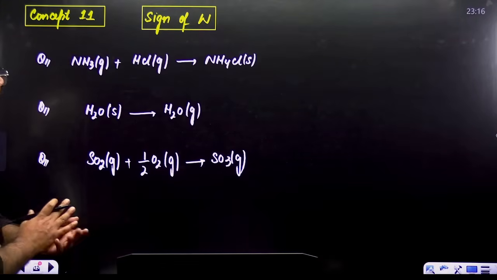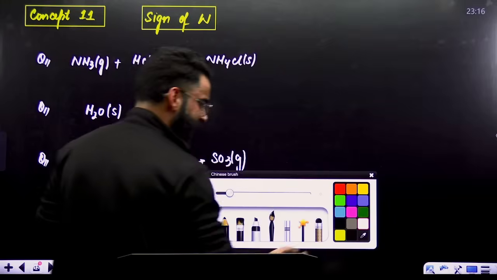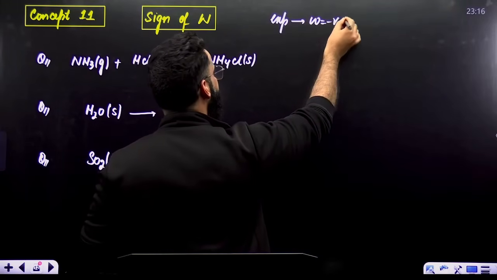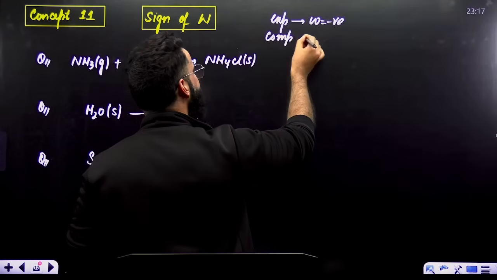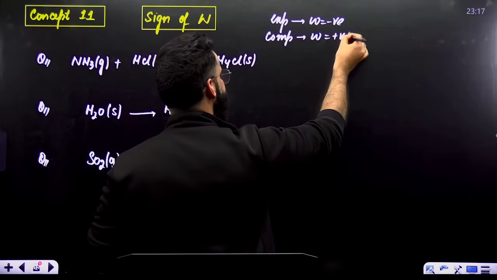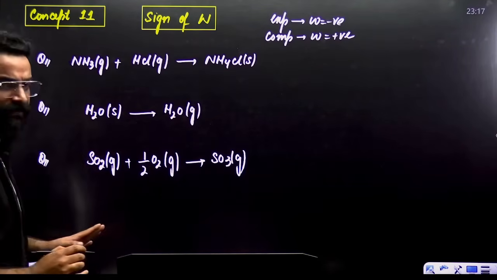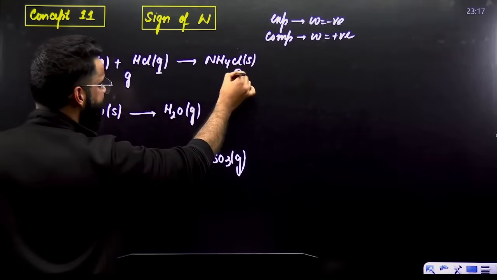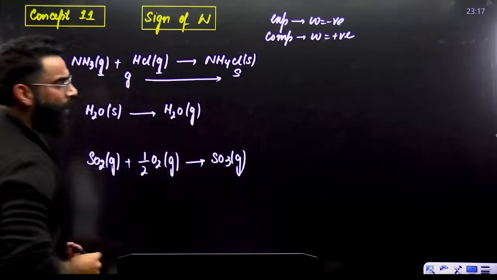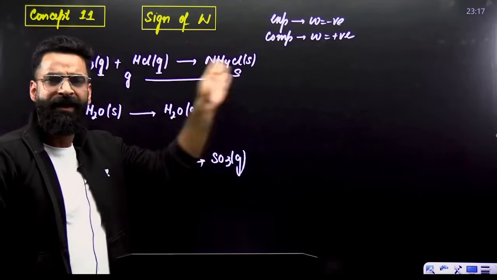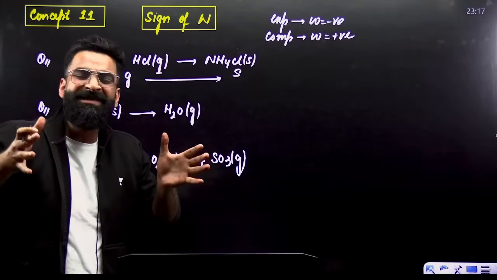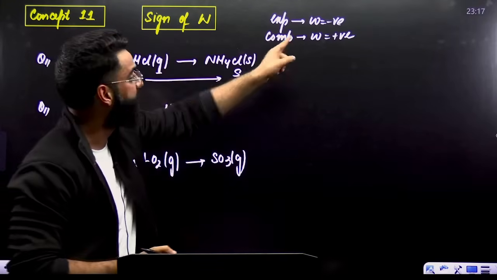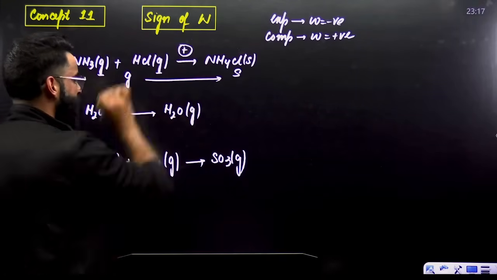Moving on to one more concept, that is the sign of W. Remember, whenever there is expansion, the W value is taken as negative. And whenever there is compression, the W value is taken as positive when it comes to chemistry. Now, my dear students, if you look carefully, this is gas, this is gas. So on the reactant side, we have gases. On the product side, we have solid. So gases are getting converted into solid. If gases are getting converted into solid, that means molecules are coming close. Close means compression. Compression means W positive. So the sign of W here is positive.